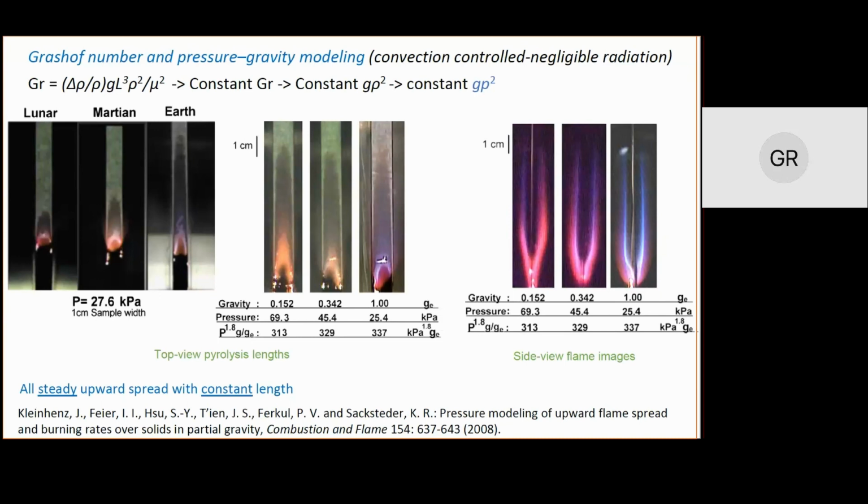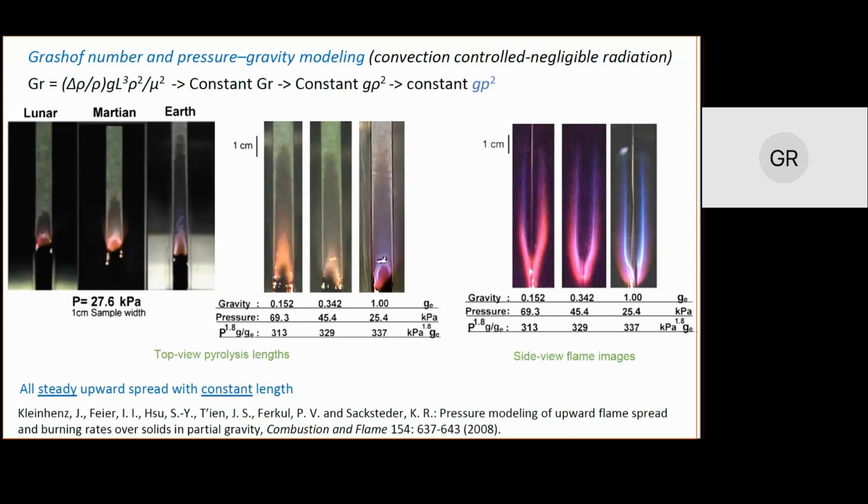If you look at the definition of the Grashof number, you can find that if you keep G over P squared constant, the Grashof number is constant. If you just change pressure and gravity in such a way that P squared G is not constant, the Grashof number is not constant. So this is a demonstration. On the left, it's the same pressure with 3 different gravity levels: lunar, Martian, Earth, and clearly Earth is longest.